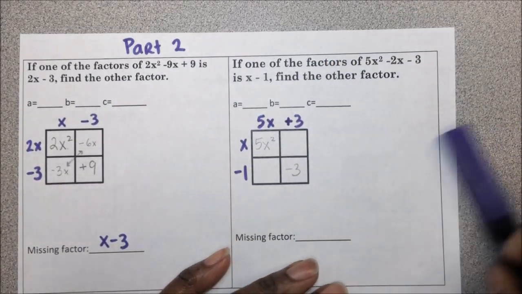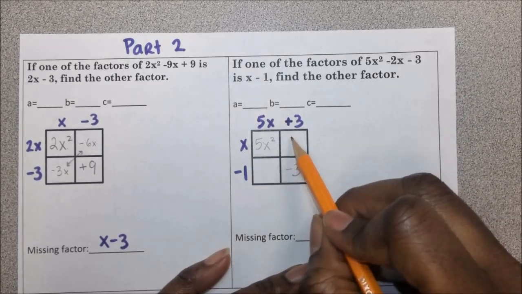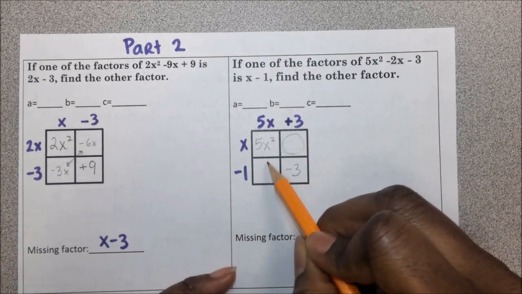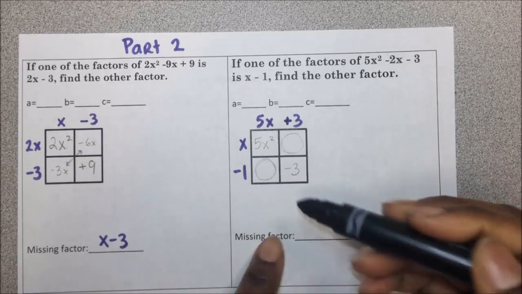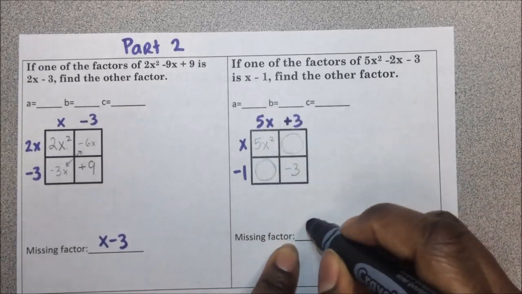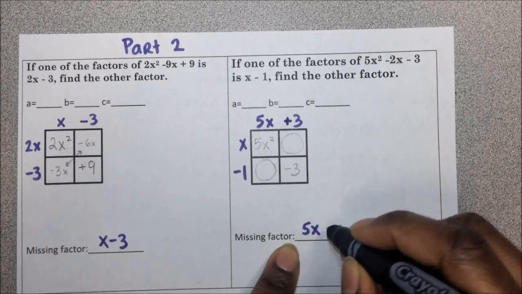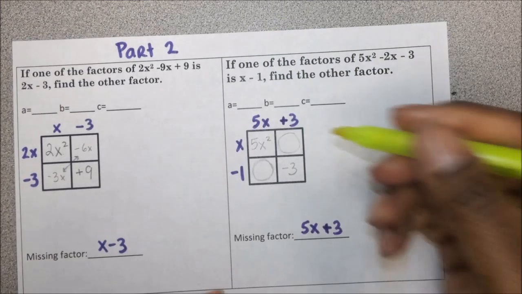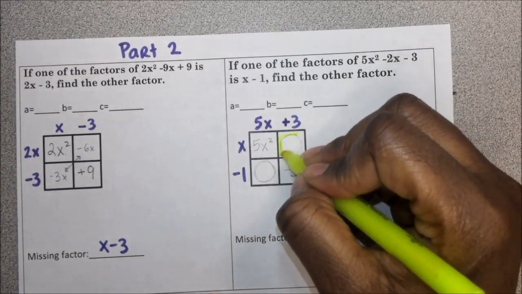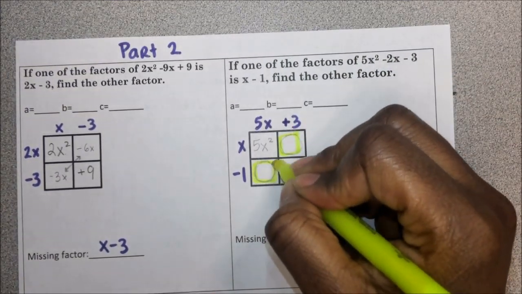Then like I said, to get your full credit for the video, I need you to fill in this yourself and fill in this yourself. The missing factor was the one that we didn't have, which is 5x plus 3. So to make sure you get full credit for your blended learning, you have to make sure you fill in this and this right here.